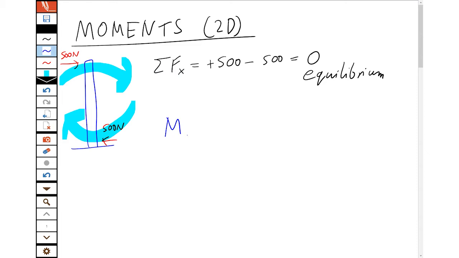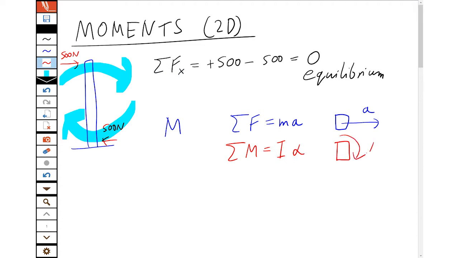Now, what is a moment? Well, just like a force will give something a linear acceleration, causing something to move, a moment will give something an angular acceleration, causing it to change its rotational velocity. And that's what moments do. And of course, in Civ 100, they don't do it at all because this must be 0, just like the forces must be 0 for equilibrium.